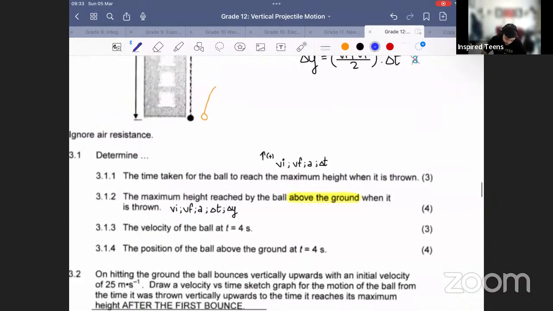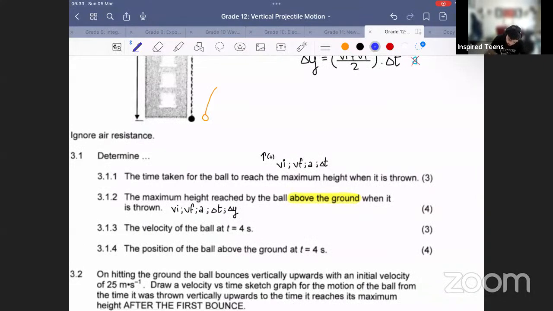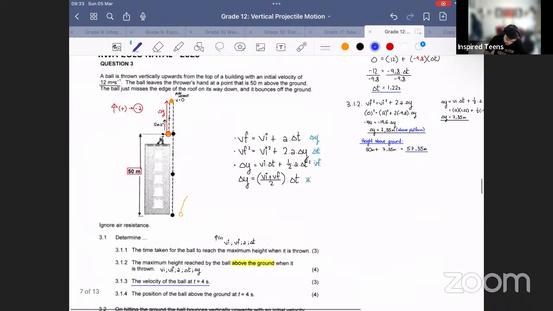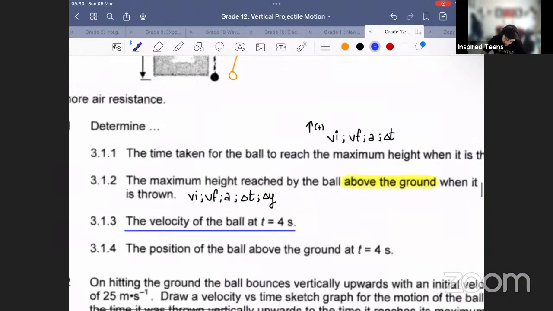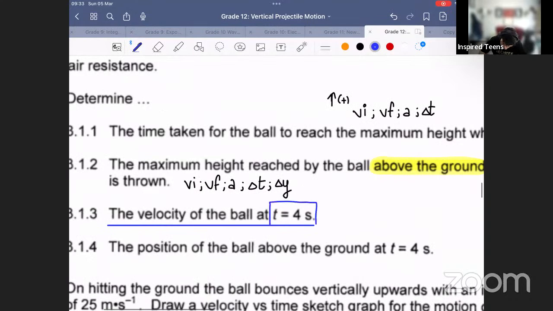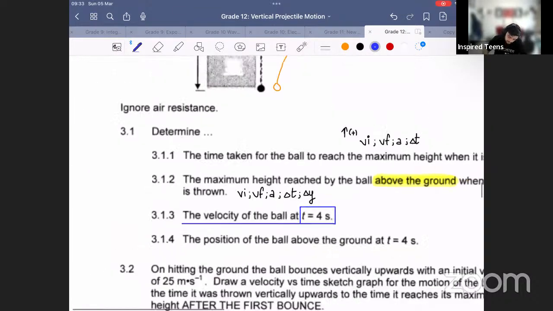Okay, let's move on to the next question. Calculate the velocity of the ball at t is equal to 4 seconds. Okay, so let's just consider this for a second, right? They're just saying t is equal to 4 seconds. Where is the ball at t is equal to 4 seconds? That's a question. Let's try and see if we can imagine it.